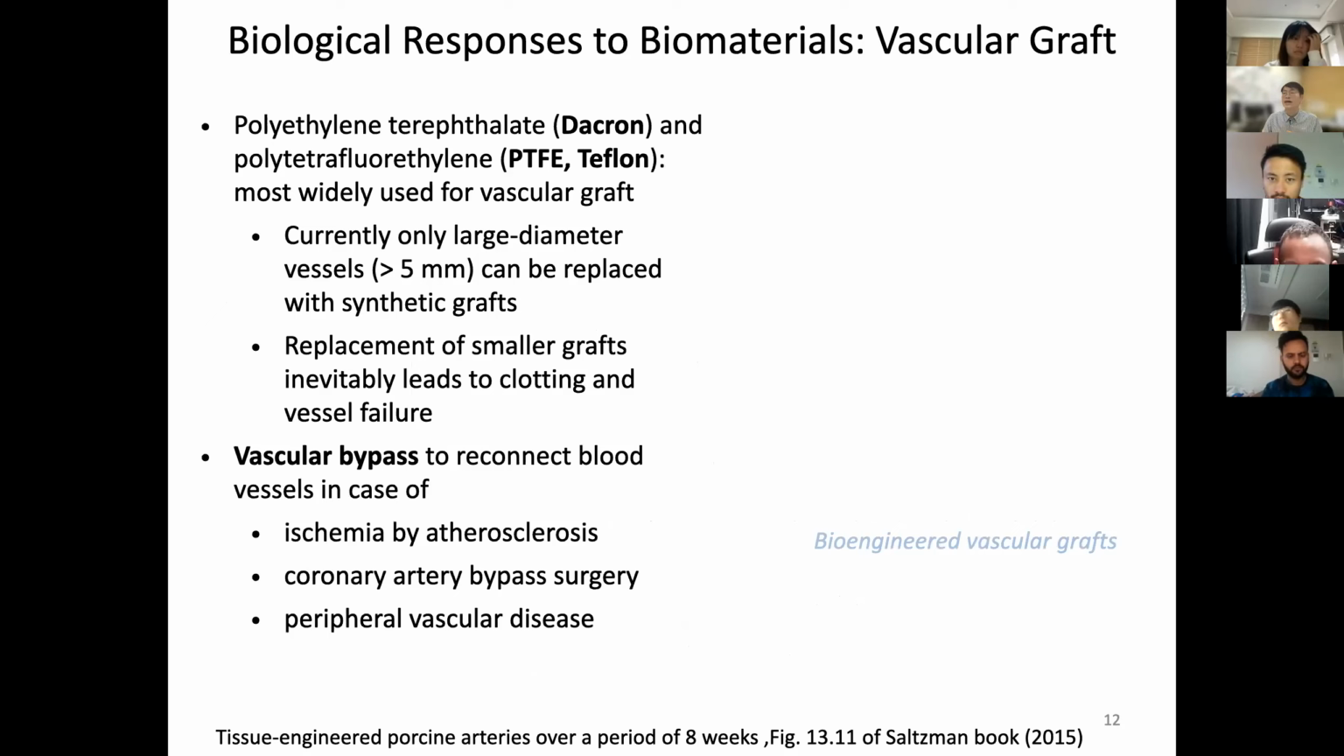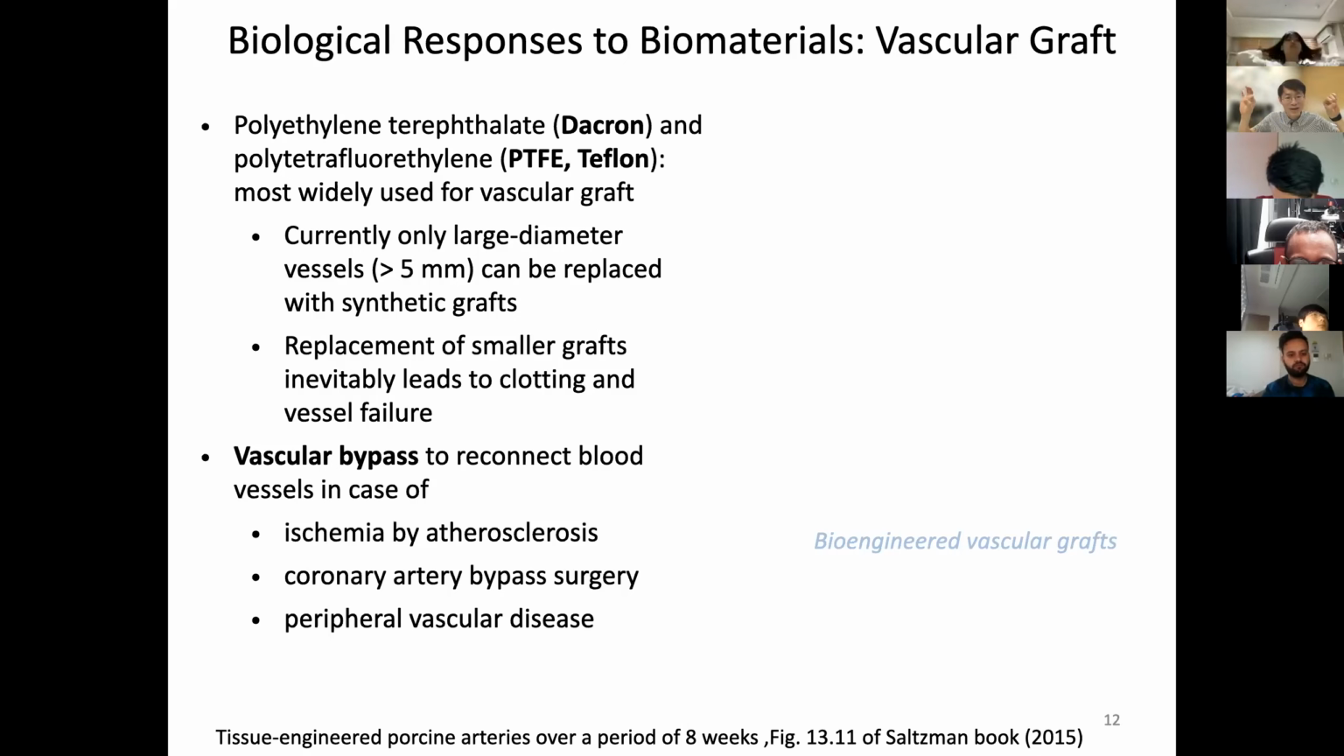As a good example of biological response to biomaterials, I want to discuss the vascular graft, because many problems happen with the vessels. For example, polyethylene terephthalate, whose commercial name is Dacron, and polytetrafluoroethylene, PTFE, more commonly known as Teflon. Teflon is widely used for vascular grafts.